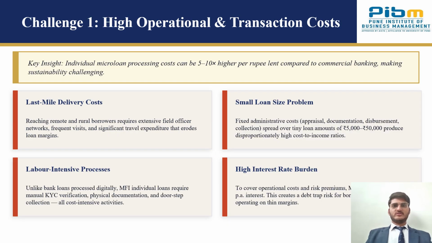So the first challenge is cost. Processing an individual microloan costs 5 to 10 times more per rupee than a commercial bank loan, because every loan requires field officers to physically visit, manually document, and doorstep collect repayments. Fixed administrative cost spread over tiny loan amounts of 10,000 rupees to 50,000 rupees creates an unsustainable cost structure. To stay viable, MFIs charge 18 to 36% interest per annum, which ironically burdens the very borrowers they are trying to help.